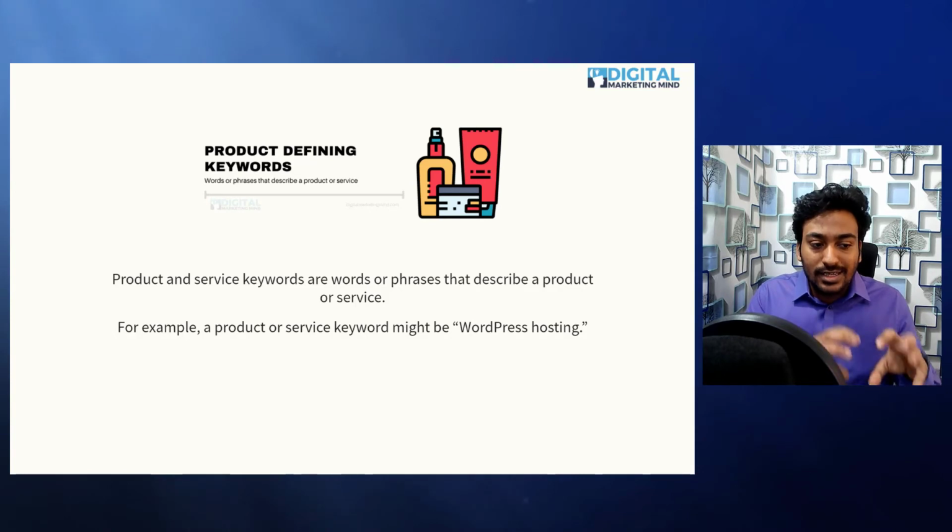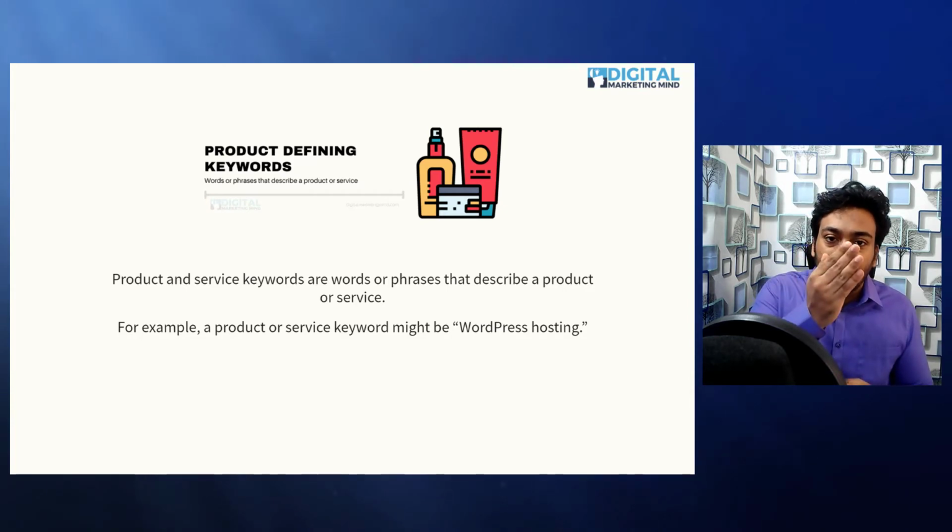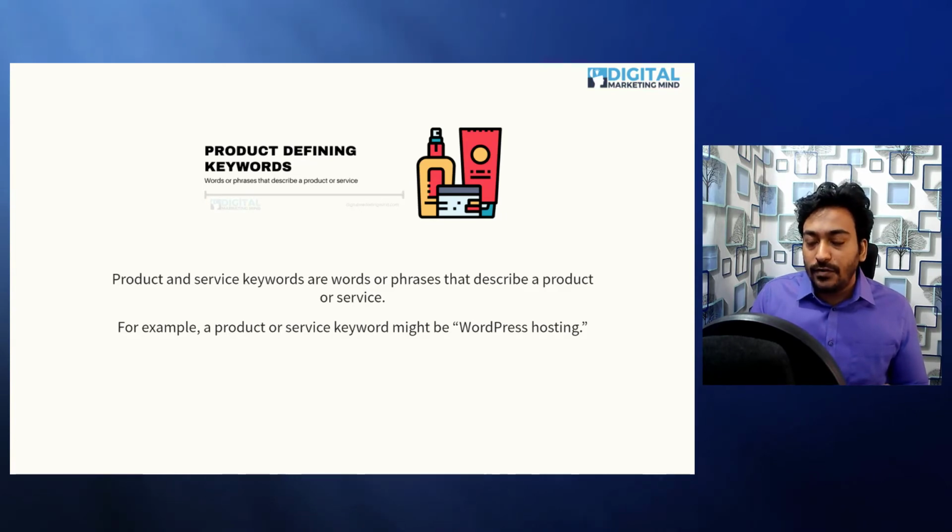Product and service keywords are words or phrases that describe a product or service. Simple as that. For example, a product or service keyword might be WordPress hosting, where it clearly says that it is a hosting solution for the WordPress CMS. Or let's say, for example, Nike shoes, which clearly shows that it's a product and service keyword focusing on one particular general product or specific brand product. So that is what we call a product defining keyword.